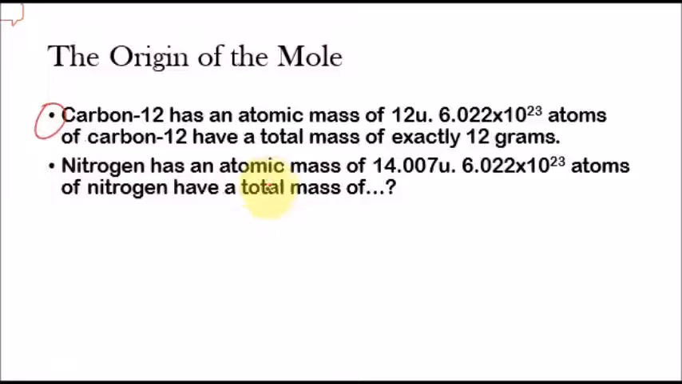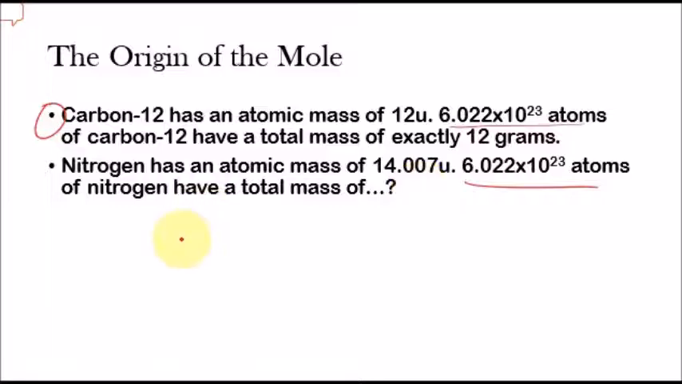Now from this information, I'm going to show you how to get this information right here. Nitrogen has an atomic mass of 14.007 U. You can look at that on the periodic table. And actually 6.022 times 10 to the 23rd atoms of nitrogen, the exact same number, will have a total mass of, you can guess, 14.007 grams. It's very interesting. So let me show you how I'm going to prove this to you through dimensional analysis.